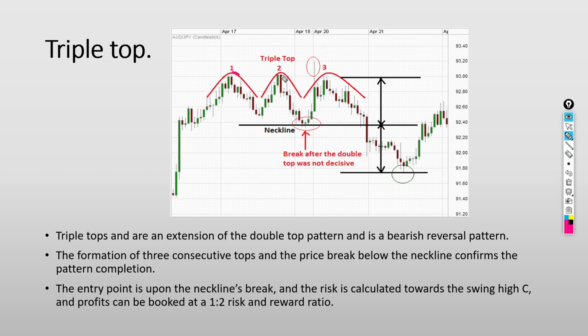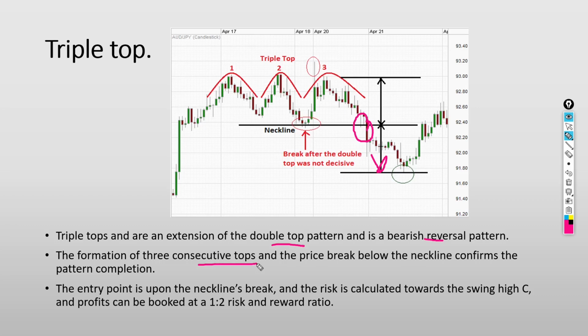In most cases, top A, top B, top C. And as we said before, necklines can be in this format. They cannot be straight lines all the time. So here, after the break of the neckline, you got this short, but in most cases, for example here, it was not so much of a success. So triple tops are rare, an extension of a double top pattern, and it is a bearish reversal pattern.